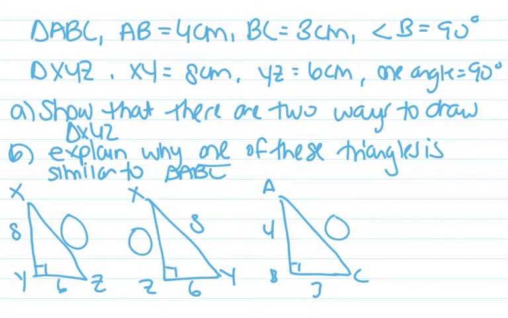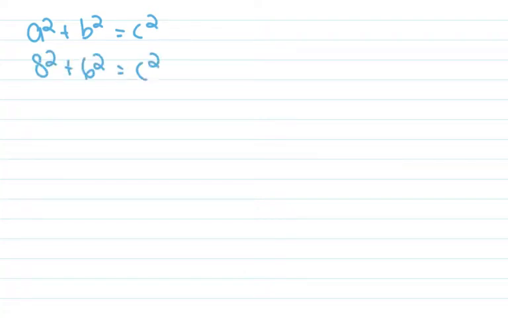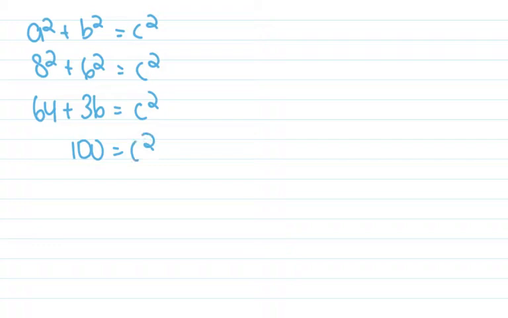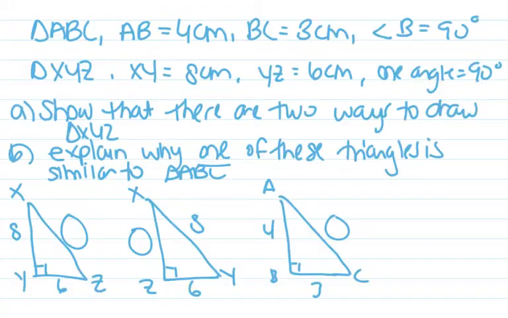So for the first one, we need to find the hypotenuse, which is c. So we have a squared plus b squared equals c squared. So we have 8 squared plus 6 squared equals c squared. 64 plus 36 equals c squared. 100 equals c squared. So 10 equals c. So this one is 10.